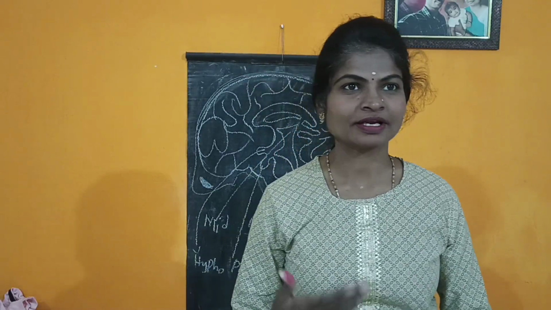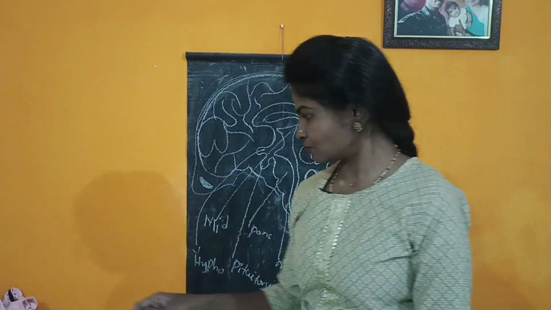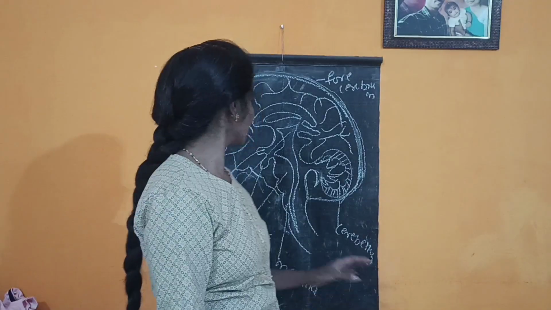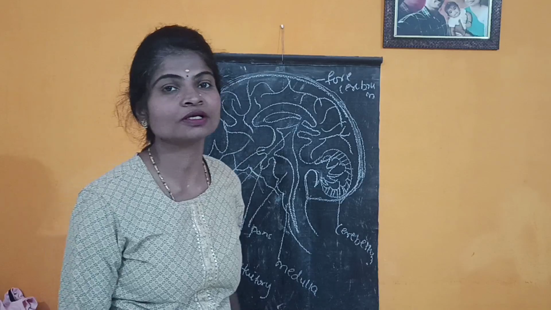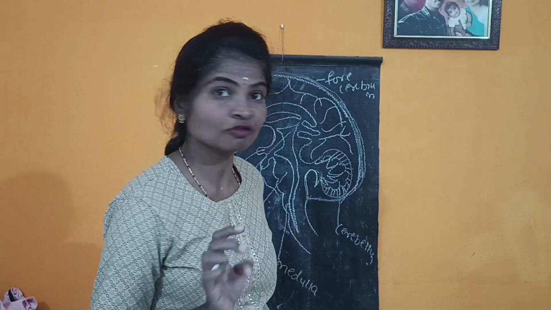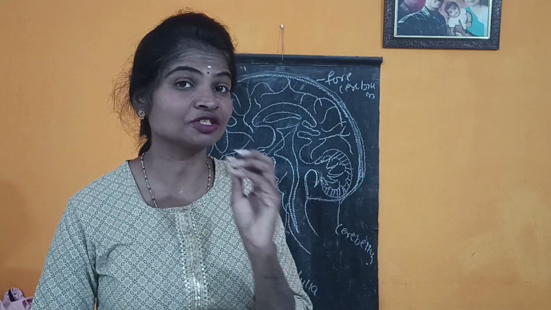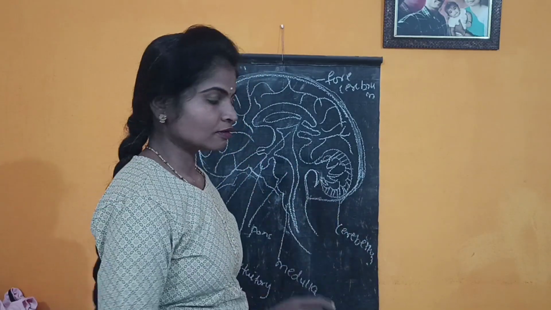This is Nandina. Today we will discuss the next topic of control and coordination, that is the structure of the brain. Roughly, I have drawn this diagram of the structure of the brain. This is a very important diagram for a 10th standard student. It carries 4 marks. You have to practice it. You must practice the brain diagram.